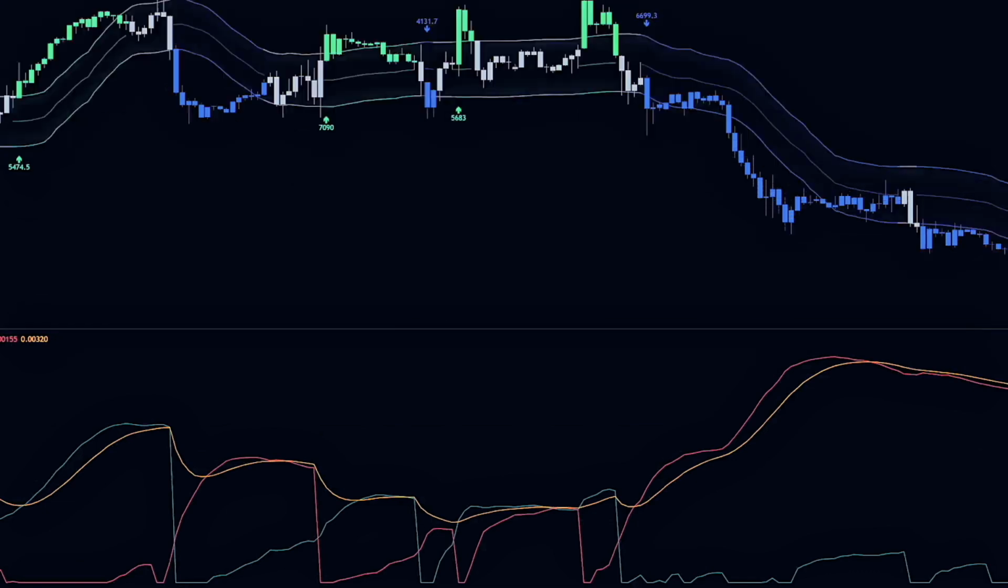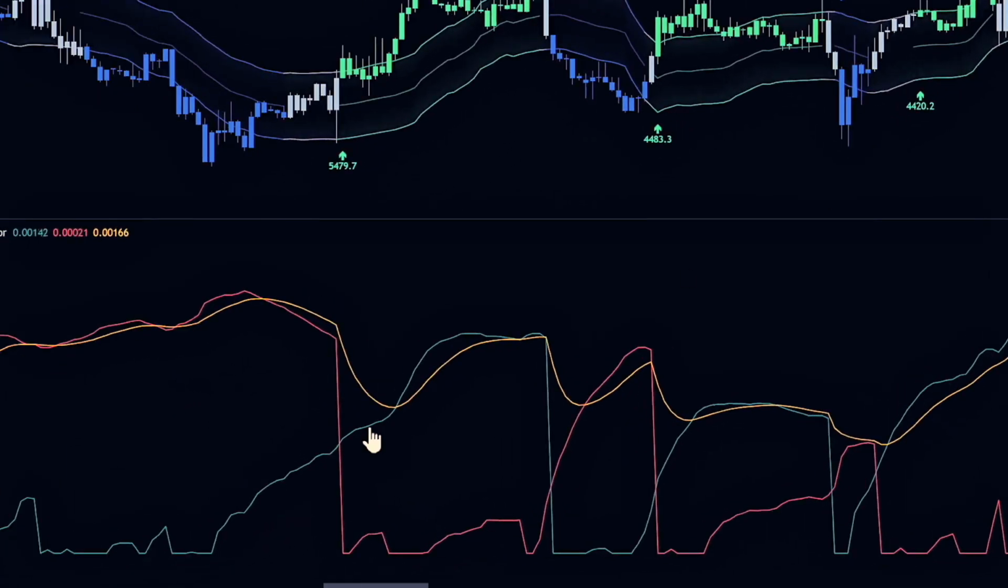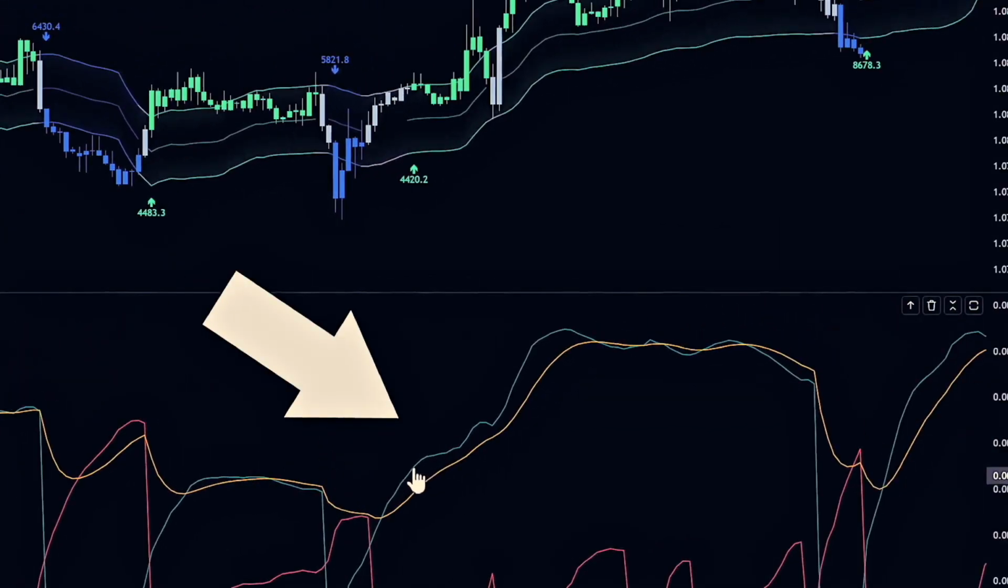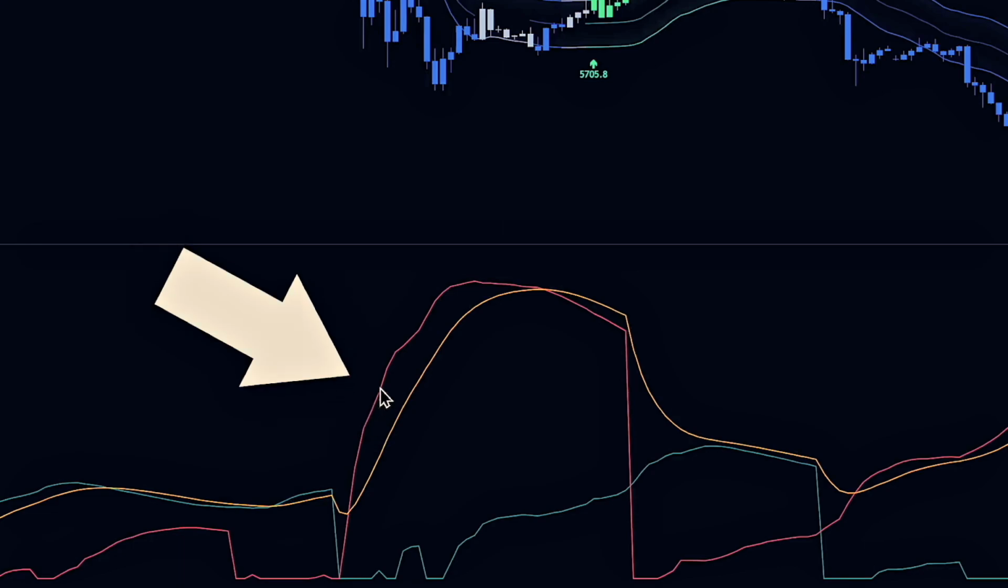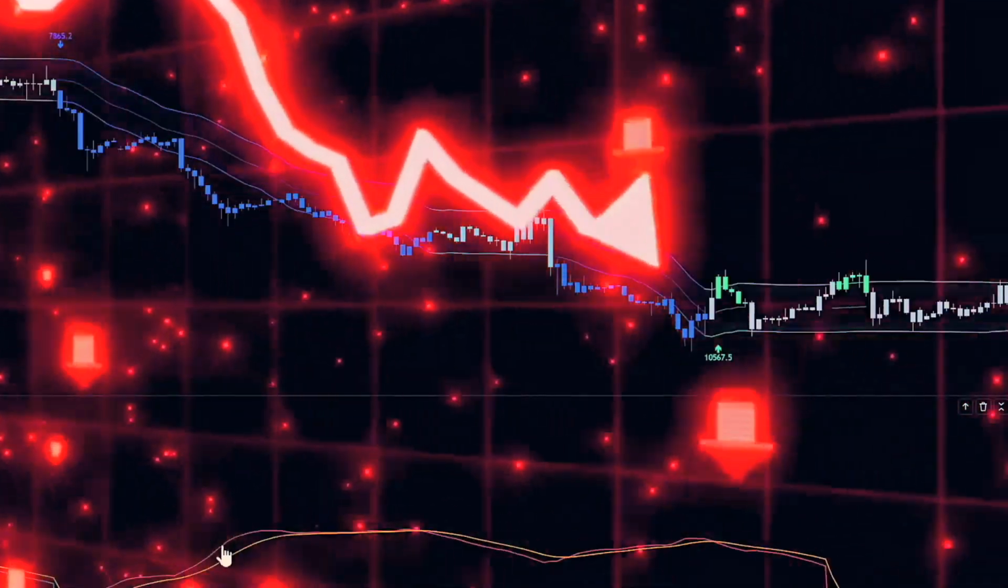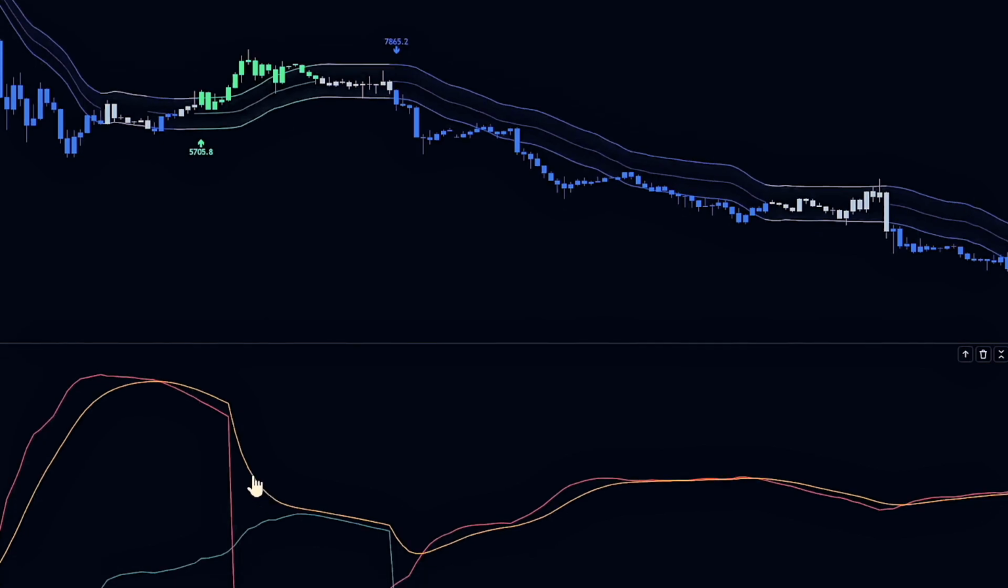This oscillator is awesome for confirming trends. It's got 3 lines: green, red, and orange. Green above orange screams uptrend. Red above orange says downtrend. Orange on top means the market's flat, and we skip those FRAMA signals.